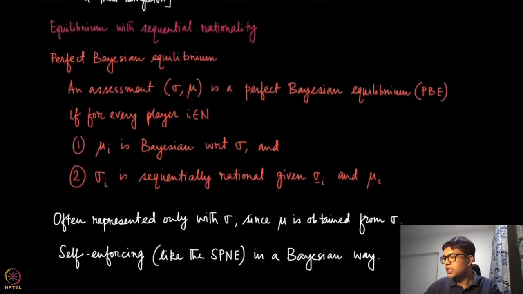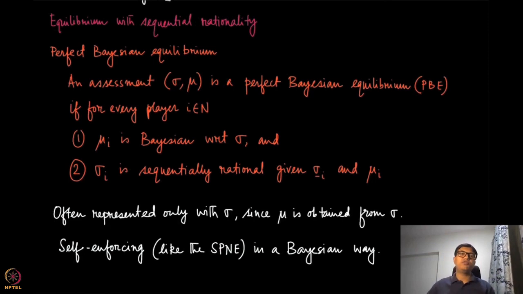With all these definitions, we are now in a position to define the equilibrium notion, which is the perfect Bayesian equilibrium. And that very naturally depends on this tuple itself, the assessment sigma and mu. This is going to be a perfect Bayesian equilibrium if for every player I in N, two conditions hold. The first is that mu I is a Bayesian belief with respect to sigma. The second is that sigma I is sequentially rational given sigma minus I and mu I. The sequential rationality we have just seen; it is very similar to the Nash equilibrium.